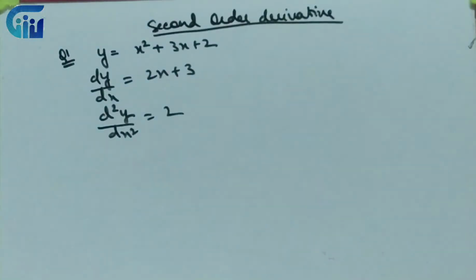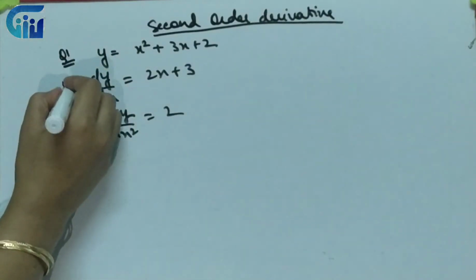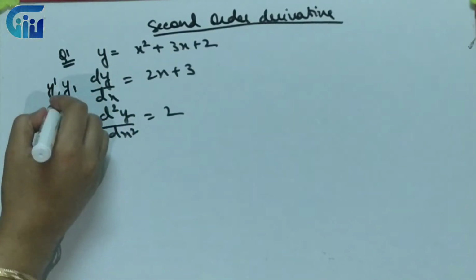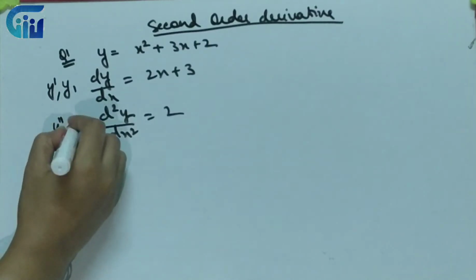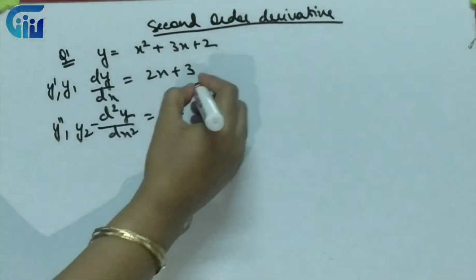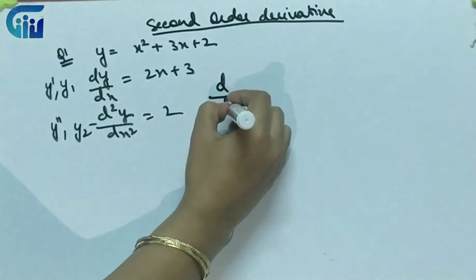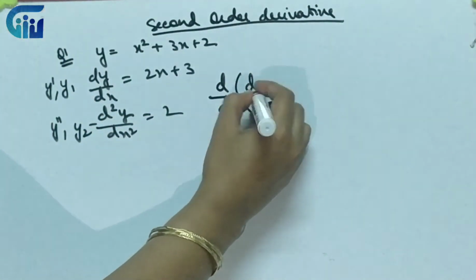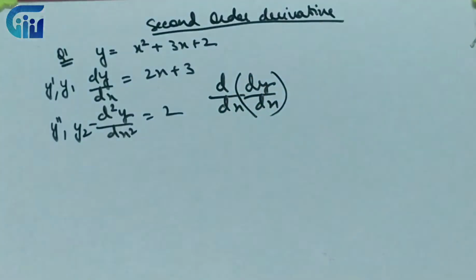So this will come out to be 2. 2x, the derivative will be 2. The derivative for 3 will be 0. We represent it as y1 or y dash. Similarly, this is represented as y2 or d square y by dx square. Just remember, what does it mean? d of dx of what? dy by dx. So that is why it is d square y by dx square, right?